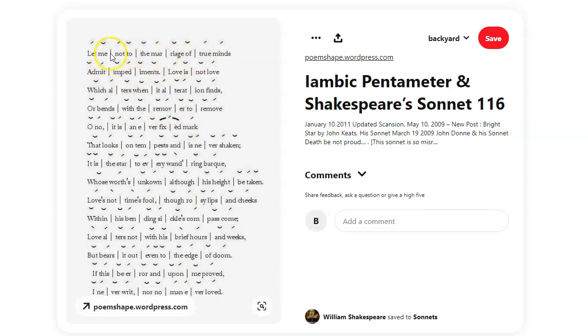And the feet are divided here by these slash marks. So, "let me" is 1 foot. 1 foot has 2 syllables, and each syllable is either stressed or unstressed. So, 1, 2, 3, 4, 5. And this one varies quite a bit. Iambic pentameter is unstressed, stressed. So they would all be like this: admit, imped, demence, love is, not love. Now we would say love is, not love is.